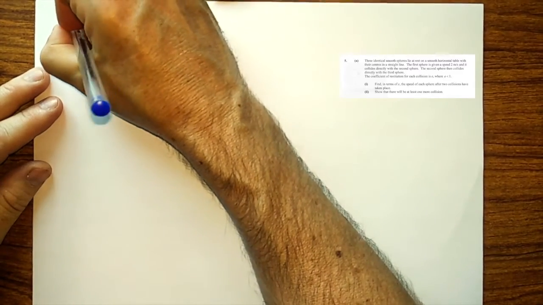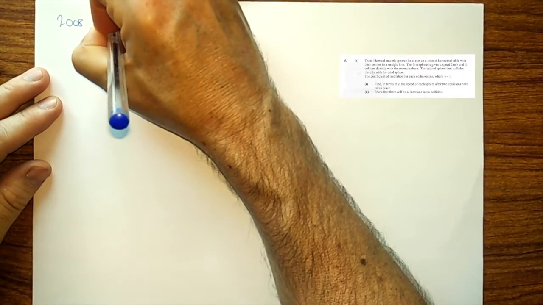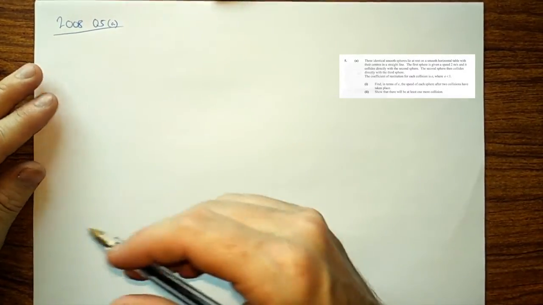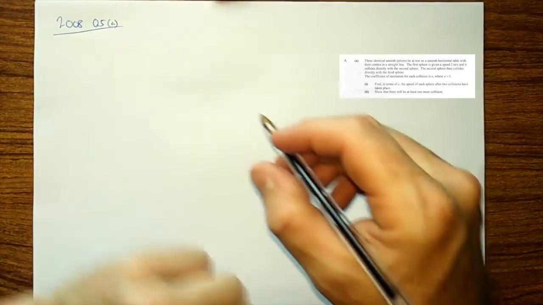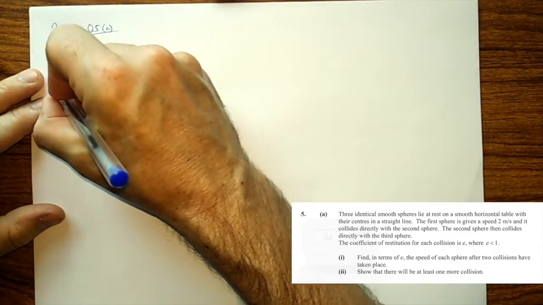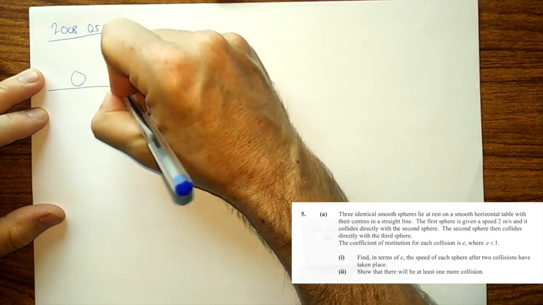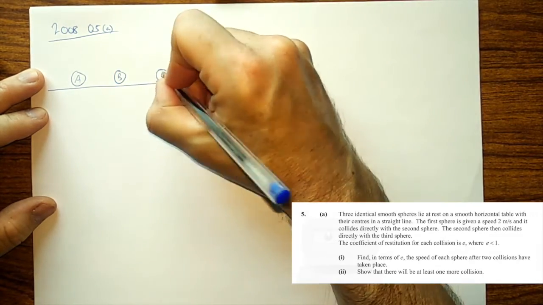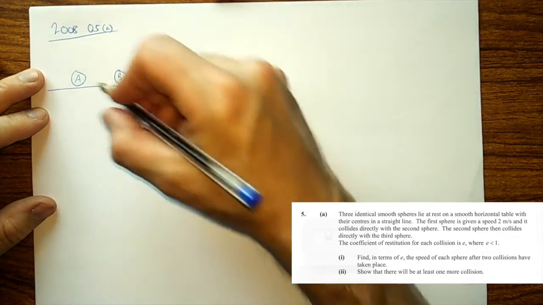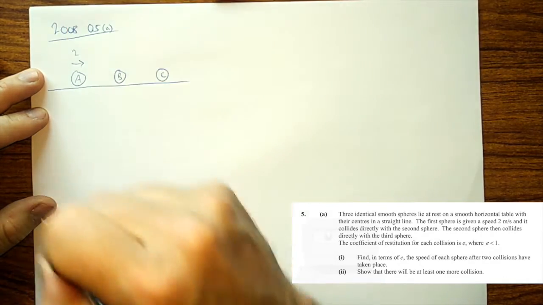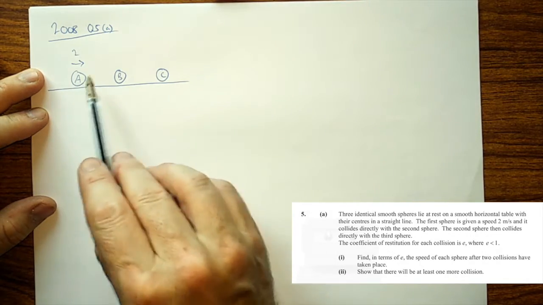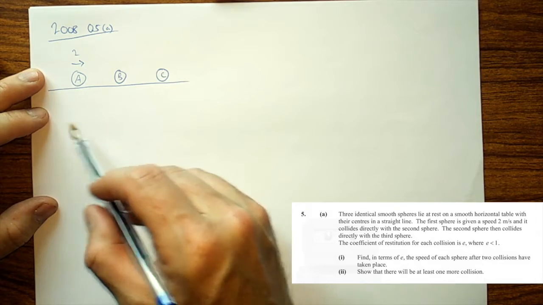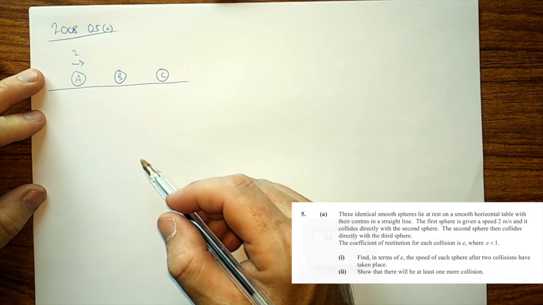Now let's look at 2008, question 5, part A. This is an elegantly simple question, which is a nice bit of revision in looking at this topic. We have three spheres, and so elegantly simple they don't even give them names, but I'm going to call them A, B and C just so we know what we're talking about. Lying on a smooth table, the first one comes in at speed 2 meters per second. These two are stationary. This hits this, hits this, and we need to find their speeds in terms of e, and show there'll be at least one more collision.